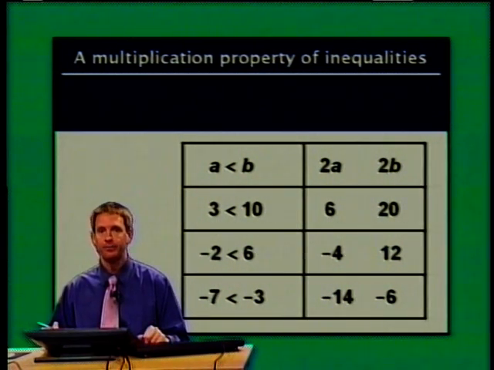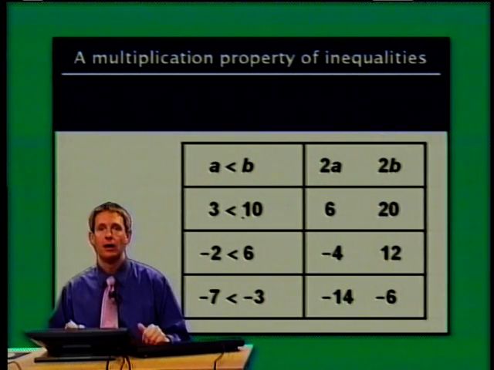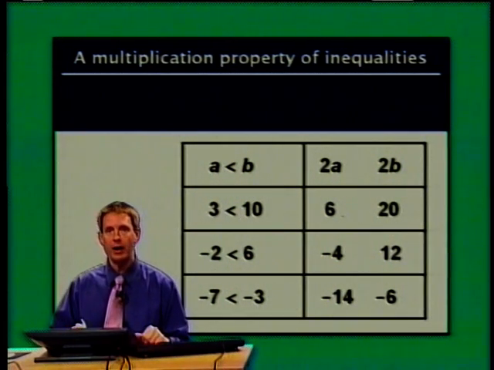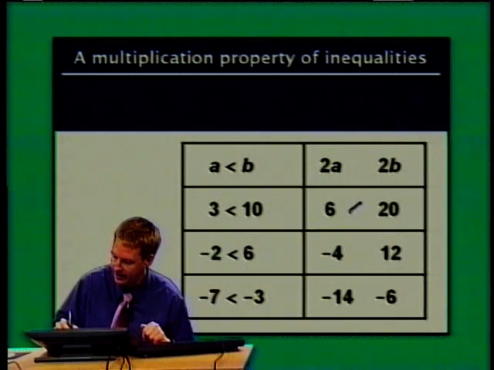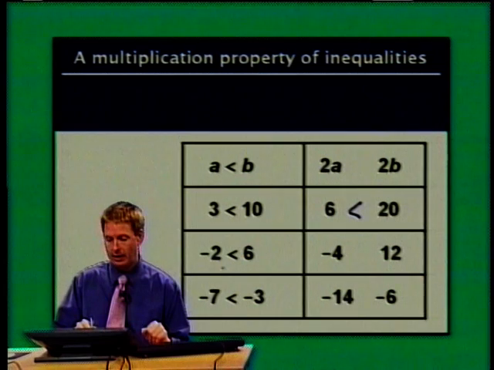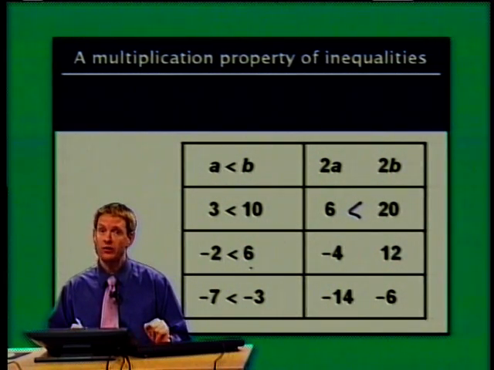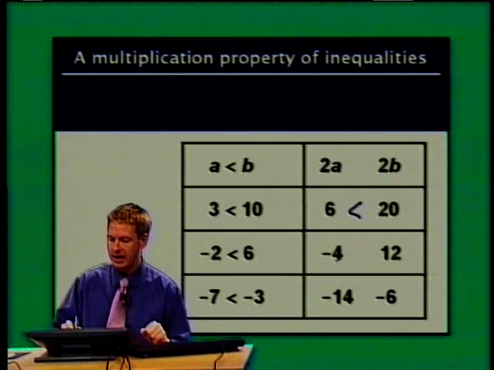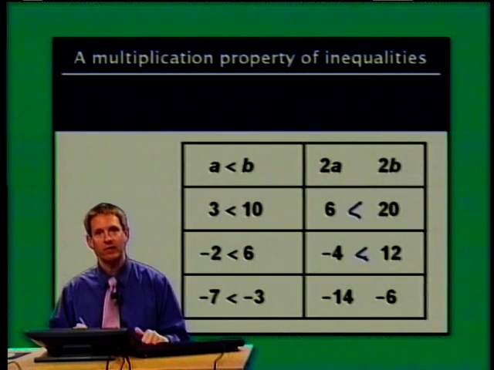For example, in my second row, I'm saying that 3 is less than 10. When I multiply 3 and 10 by 2, I get 6 and 20. And the relationship between 6 and 20 is that 6 is less than 20. In the third row of the table, I'm saying negative 2 is less than 6. When I multiply those two numbers by 2, the results are negative 4 and 12. Negative 4 is less than 12.